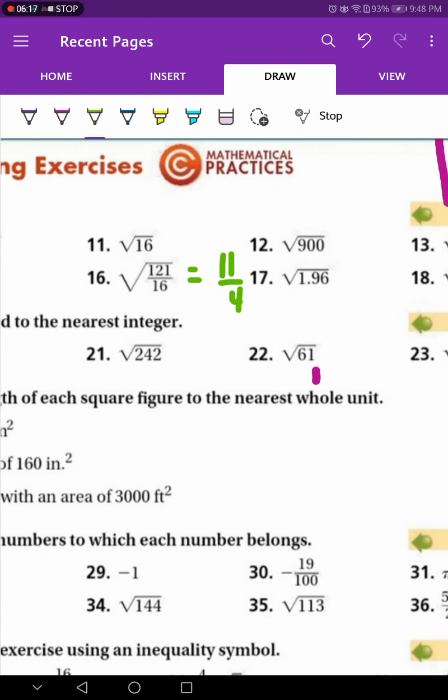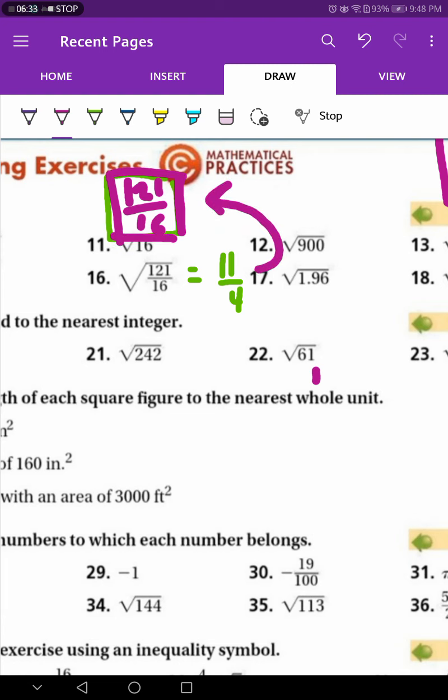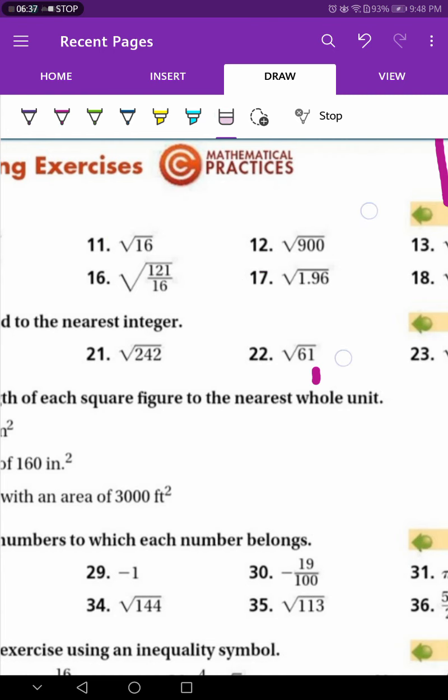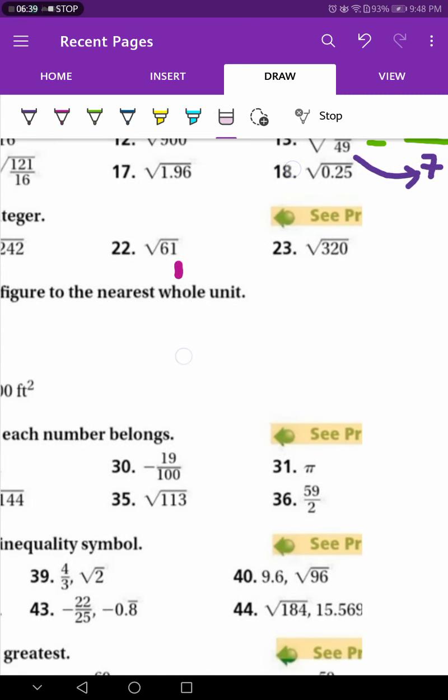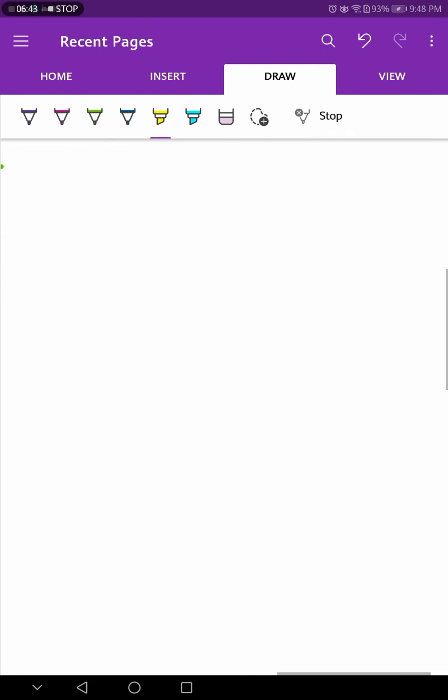I have again a square with area 121 over 16, and the side of this square is equal to 11 over 4. Now we need all the skills that we learned before to solve number 17. Stay with me. I will come here and write it here.